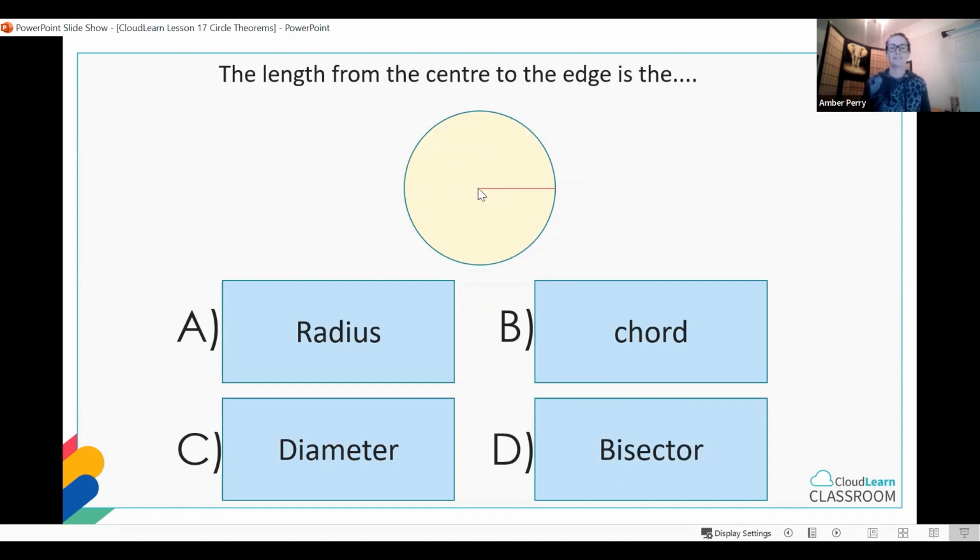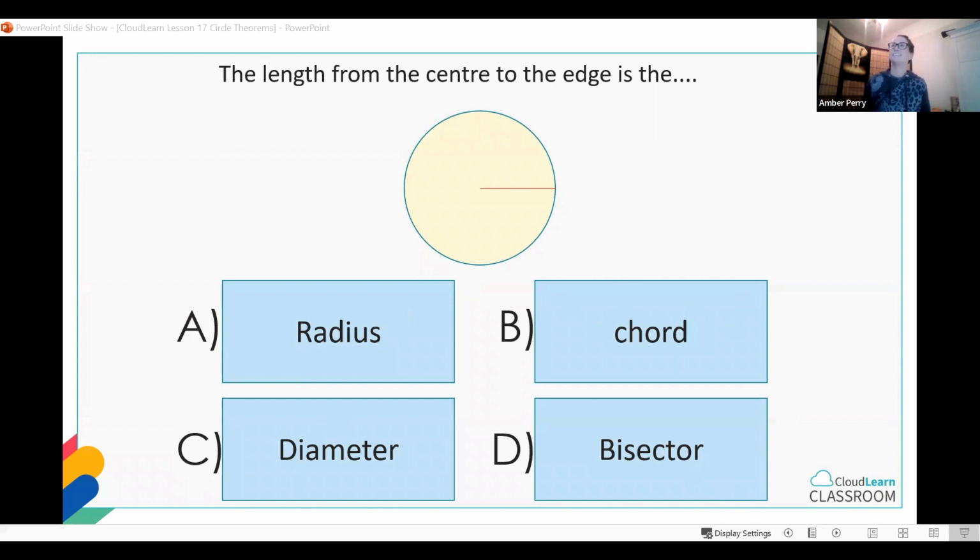So from the center, from the middle of the circle to the outside, is it A, the radius, B, the chord, C, diameter, or D, a bisector? Okay, we'll talk about what that word means at some point today because that's quite useful actually. Here we go. Take your vote, A, B, C, or D.